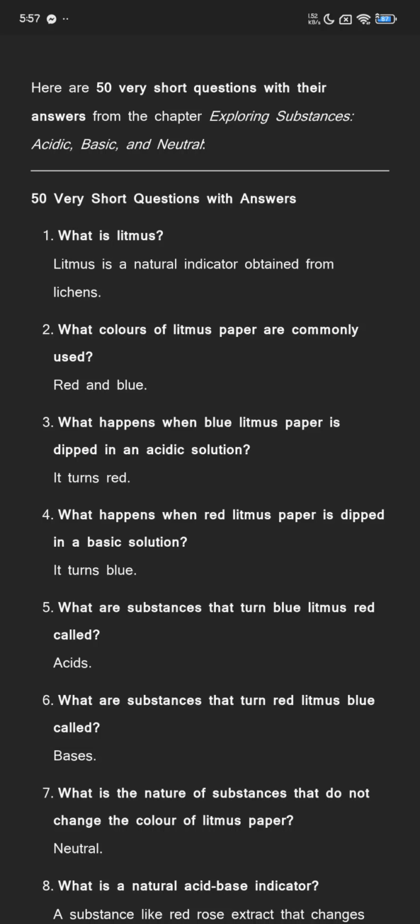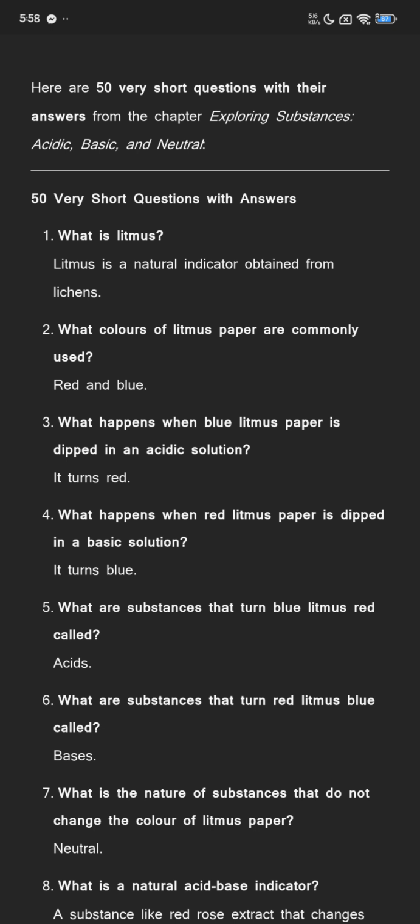What is litmus? Litmus is a natural indicator obtained from lichens. What colors of litmus paper are commonly used? Red and blue. What happens when blue litmus paper is dipped in an acidic solution? It turns red. What happens when the red litmus paper is dipped in a basic solution?